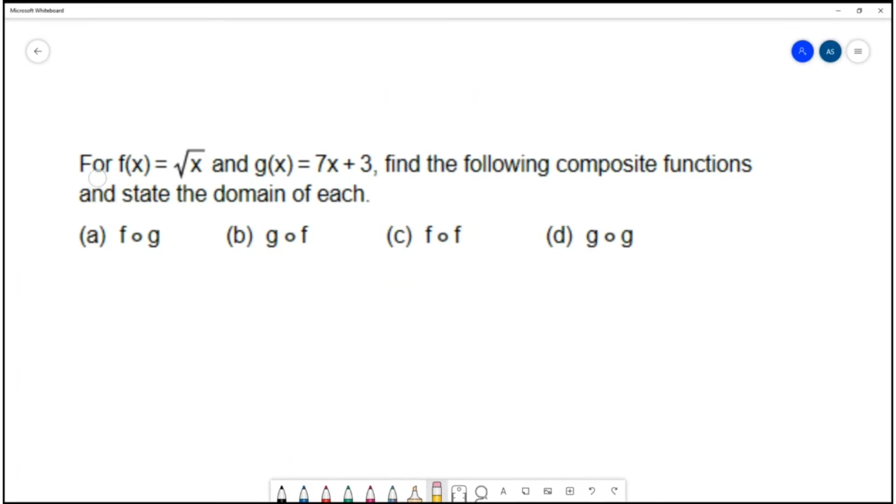In this example, we have the question: for f of x equals square root x and g of x equals 7x plus 3, find the following composite functions and state the domain of each. I'm going to find f composed with g, f composed with f, and g composed with g.